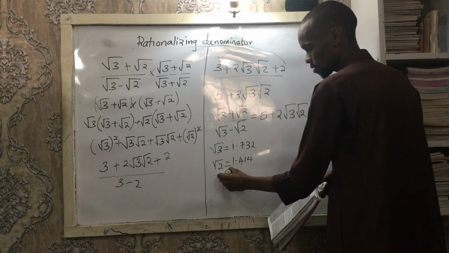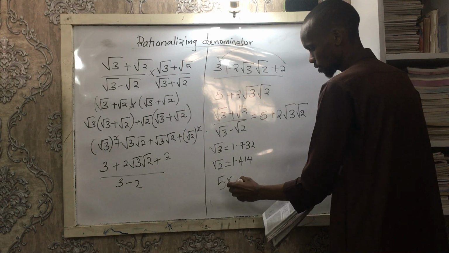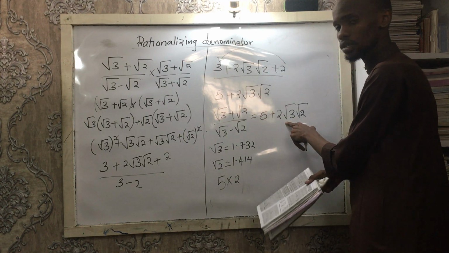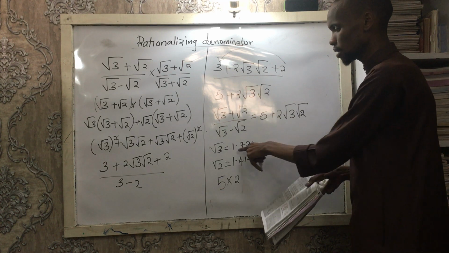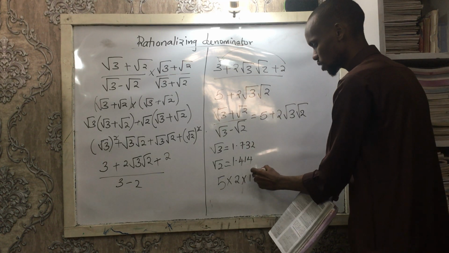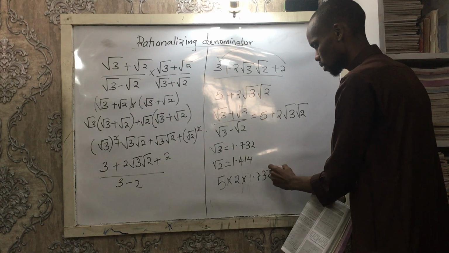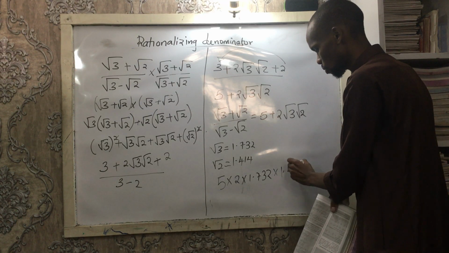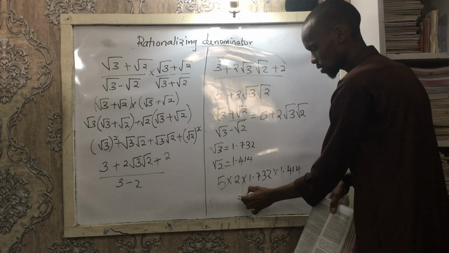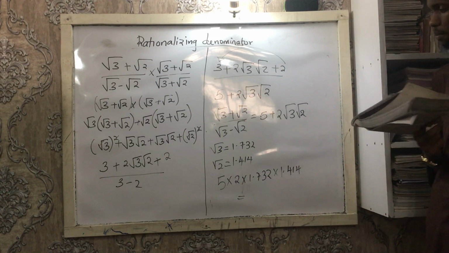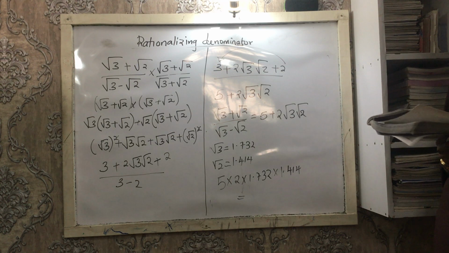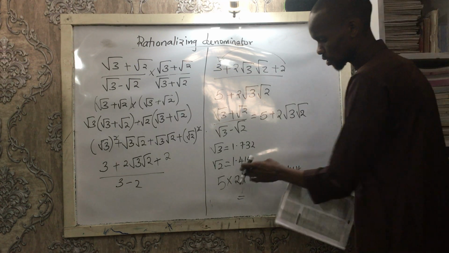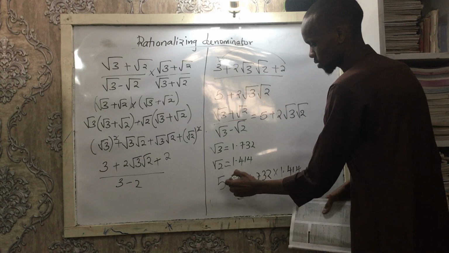Now I need to replace them here, right? So I'll say 5 plus 2. Instead of putting root 3, I will put what? Multiplied by 1.732 multiplied by 1.414. Give me your answer. Is the 5 a times? No, 5 is plus, yeah. It's not times, it's a plus.